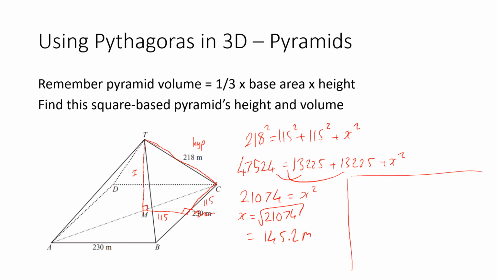So that's our height. For our volume, we want to do the same thing we did on the previous slide, which is to go a third times the base area, which is 230 times 230, times the height, which we worked out as being 145.2. And that's going to give us a fairly massive 2,560,360 meters cubed. Big pyramid.